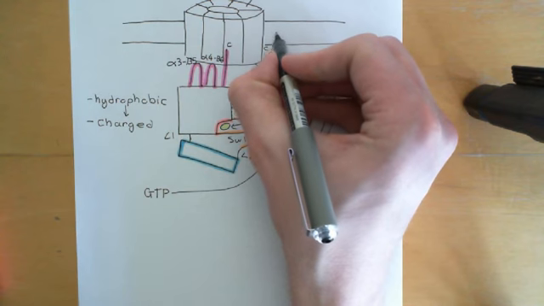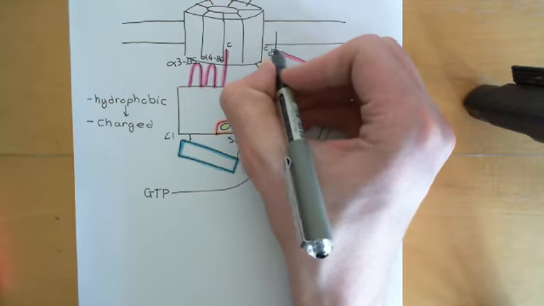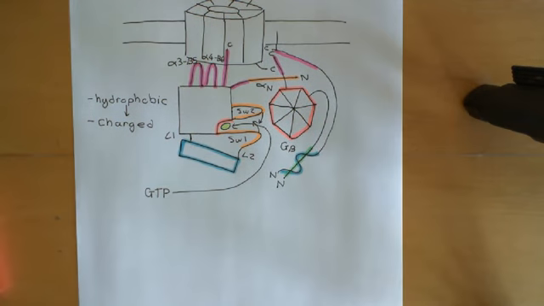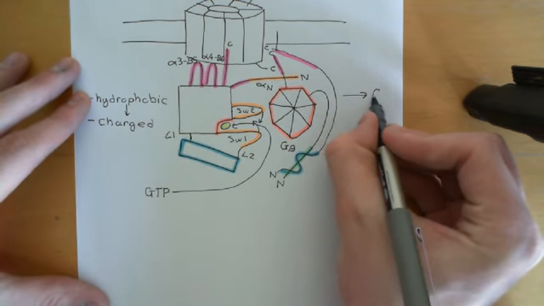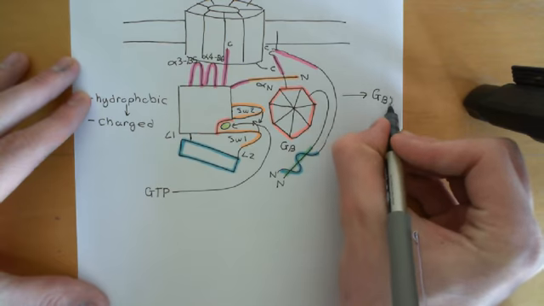However, they still remain attached to the membrane, of course, because they have the lipid moiety that's attached to the C-terminal tail of the gamma subunit. So they now go off. Off goes the G beta gamma complex here.